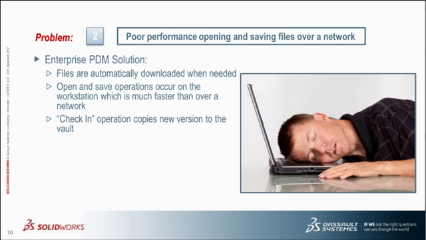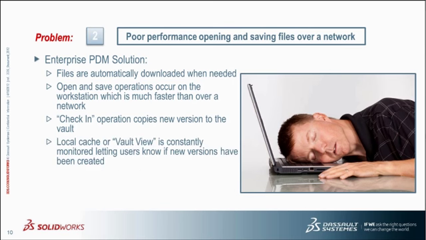The check-in operation copies new versions to the vault. Users gain write access to files only when they check out the file, and the check-in operation copies a new version to the vault. The local cache or vault view is constantly monitored, letting other users know if new versions have been created or new files have been added.